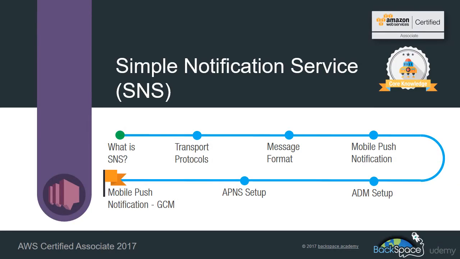In this lecture, I'm going to run through the Simple Notification Service, or SNS for short. I'll run through what exactly is SNS, what are the transport protocols we can use for sending messages with SNS. I'll look at what a message format looks like. I'll look at the mobile push notification service, which allows us to send messages via a push notification to mobile devices. I'll look at the setup for Amazon devices such as Kindle Fire. I'll look at the setup for Apple devices and for Google devices for mobile push notifications.